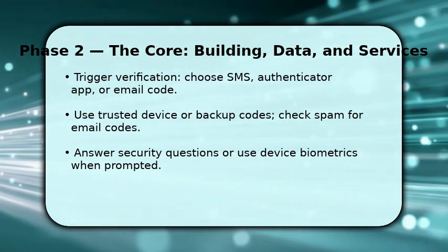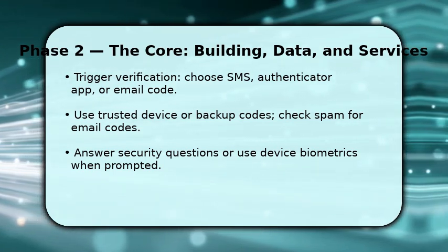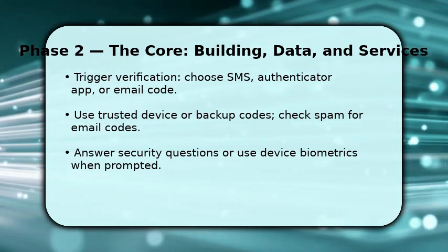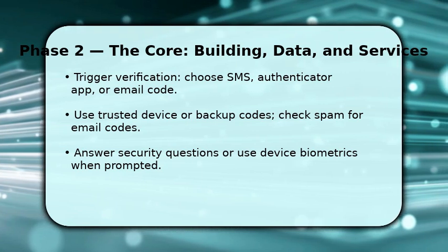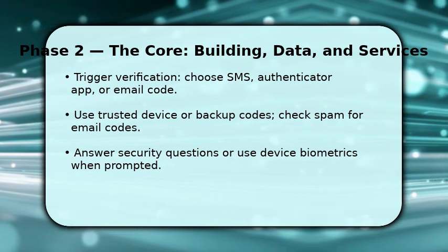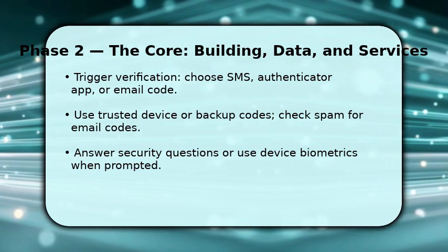Select SMS, an authenticator app, or email code depending on what you prepared. Make sure to use a trusted device or any backup codes saved earlier, and check your email spam folder if a code seems missing. If security questions or biometrics appear, complete them carefully, because they unlock the option to view or reset the privacy password.